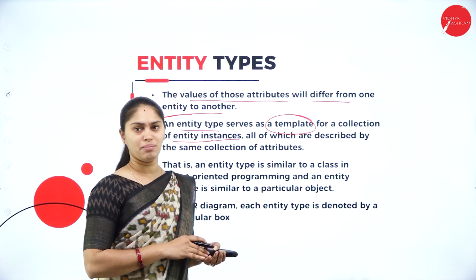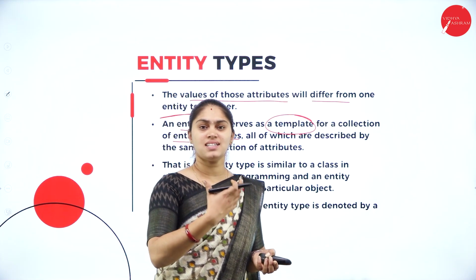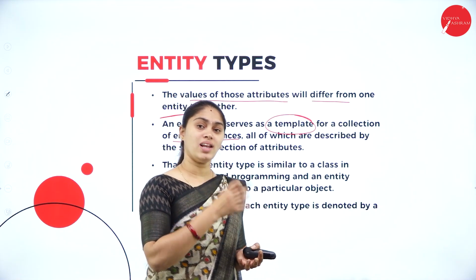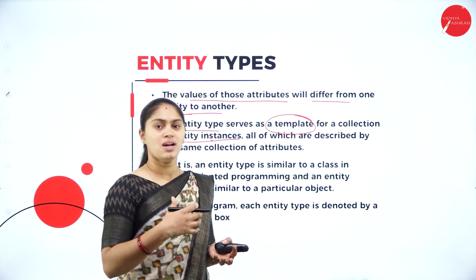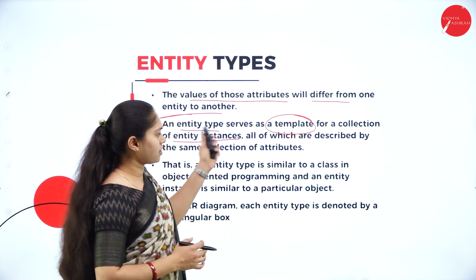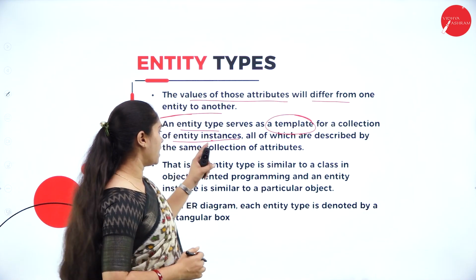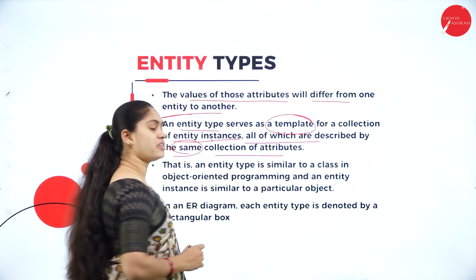If you take the example of objects and classes, what is a class? A class is a template that is going to hold a collection of objects. We call that object an entity instance, and that class performs the role of this entity type. In the same way, this entity type is a set or collection of entity instances, all of which are described by the same collection of attributes.